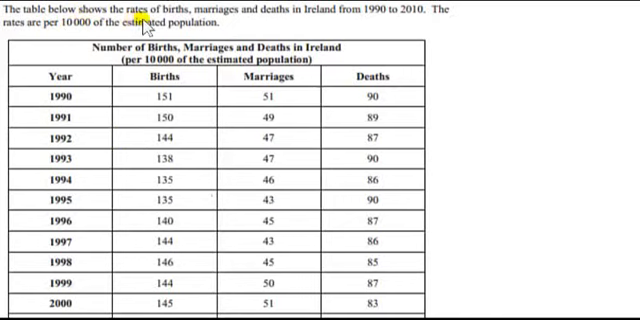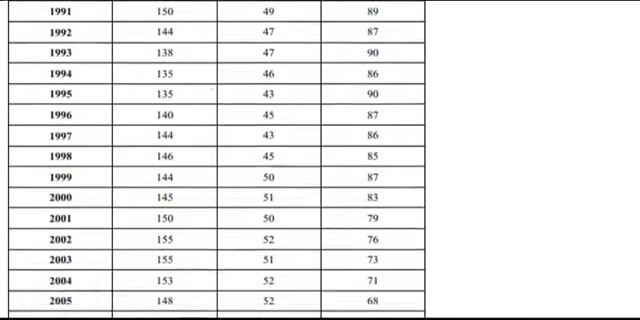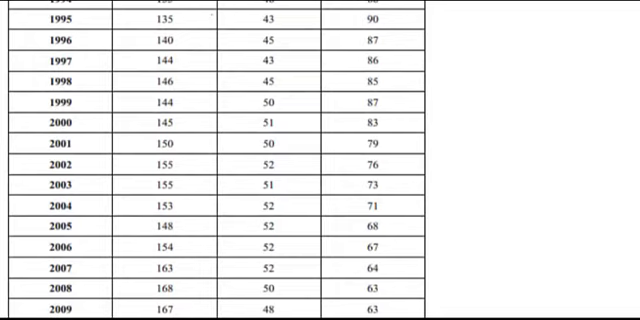The table below shows the rates of births, marriages and deaths in Ireland from 1990 to 2010. The rates are per 10,000 of the estimated population. So for example, in the year 1990 we had 151 births per 10,000 of the estimated population, 51 marriages per 10,000 of the estimated population, and 90 deaths per 10,000 of the estimated population. And we have all these values up to the year 2010.